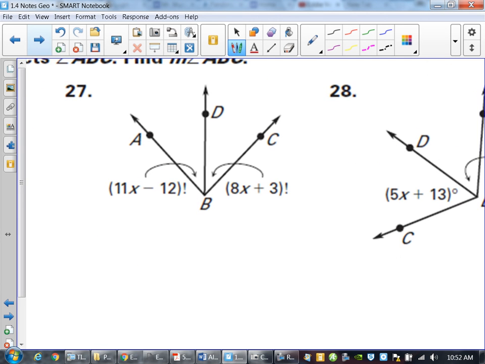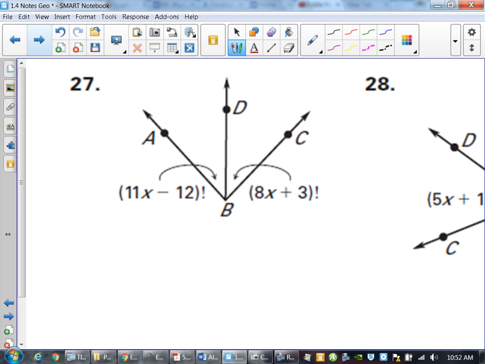So here's the other thing that happens. In this case here, it says BD is the angle bisector. And I want you to pay attention to how they wrote this out. They said that angle ABD is 11x minus 12! Woo! Because it's got an exclamation point. It's really not yelling at you. I'm just trying to mess with you. I'm not mad at you.